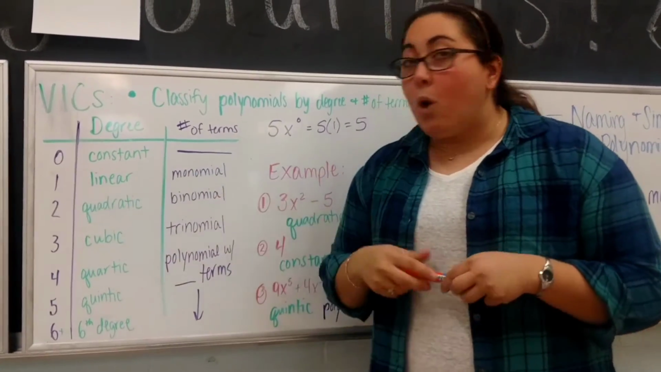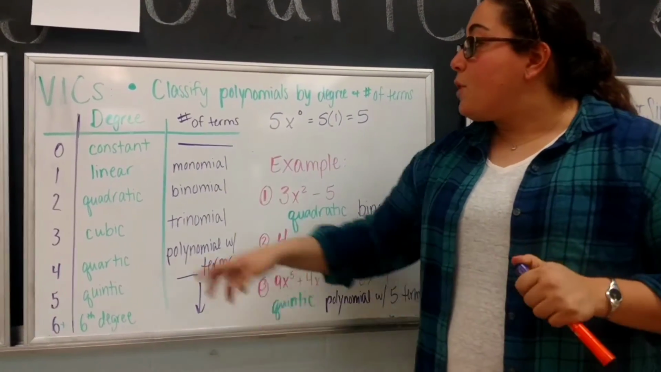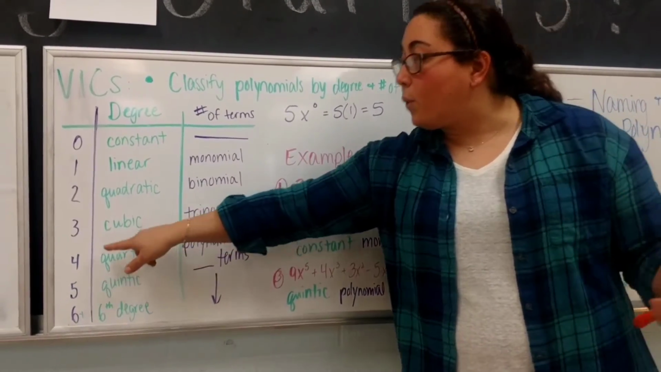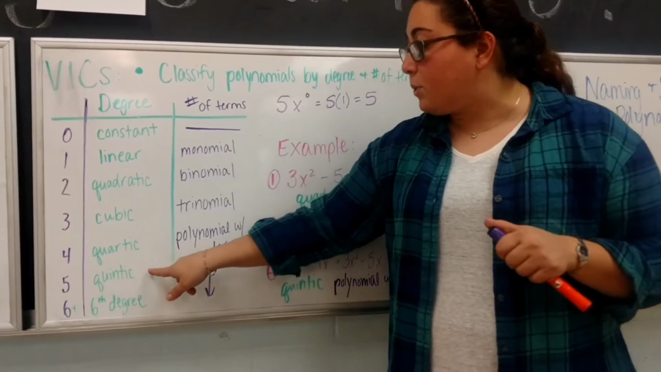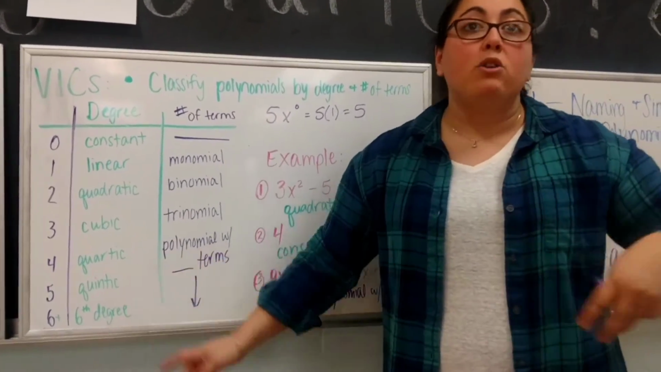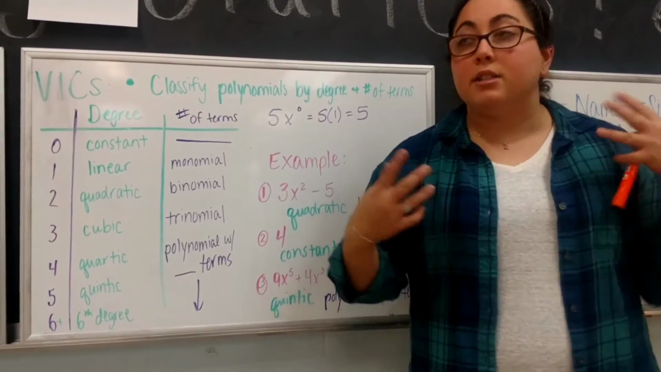If you have a degree of 1, that's a linear power. If you have a degree of 2, that's a quadratic. Degree of 3, that's a cubic. So x to the 4th would be a quartic. X to the 5th is a quintic. X to the 6th or higher is a 6th degree polynomial, 7th degree, 8th degree, 9th degree, and so on.